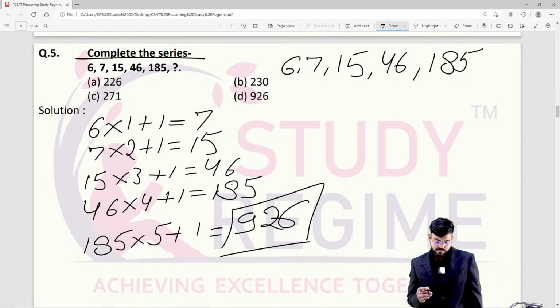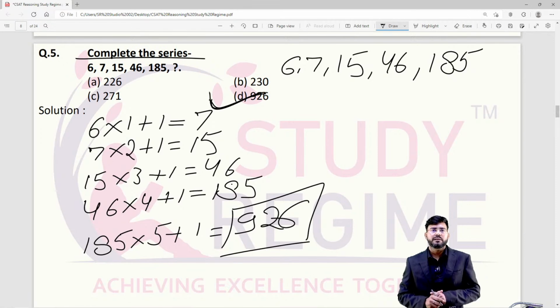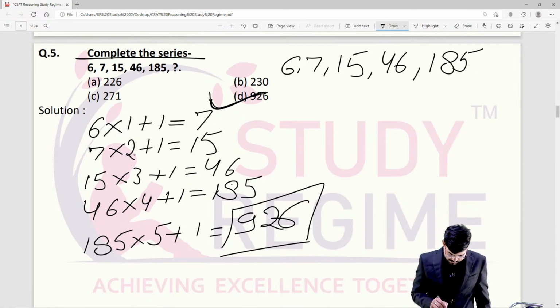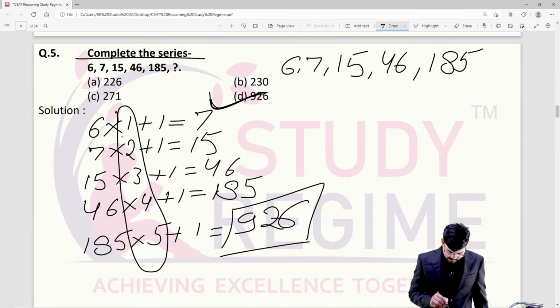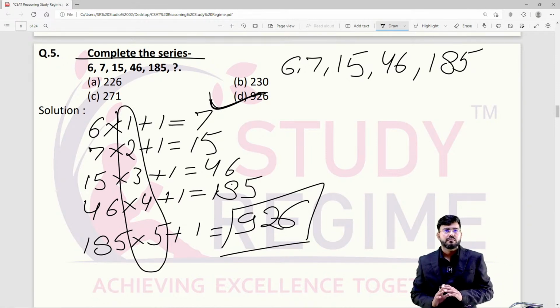Very easy, you got the pattern. So your answer will be what? D. Fifth, D part. We have done nothing, we have just multiplied with the 1, then we have multiplied with 2 and 3, here the digits are increasing and we have just added 1 in each and every number. Very easy, clear? Let us go with the next question.